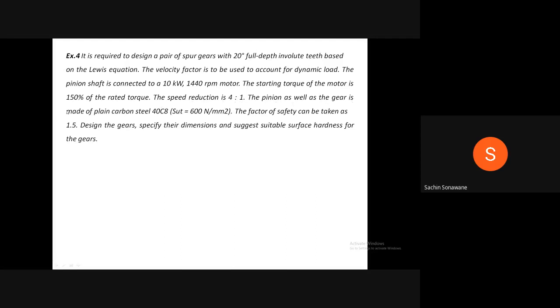The pinion as well as the gear is made of plain carbon steel 40C8. SUT is equal to 600 Newton per mm square. The factor of safety can be taken as 1.5. Design the gears, specify their dimensions, and suggest suitable surface hardness for the gears.